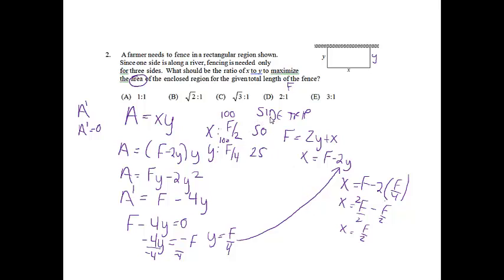yeah, I did it right. When I'm looking at that, I notice that the x is 2 times bigger than the y. So I'm going to choose choice D because there are 2 x's to every 1 y. And then I believe I am done.